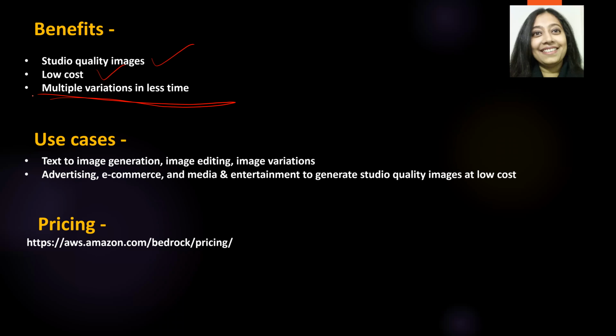Now, what are some use cases where you can use this particular model? Of course, it is used to generate images from text, image editing, and generating image variations. But the industries where this can be used significantly are advertising, e-commerce, media, and entertainment. Anywhere where you are generating images and you want studio quality images at a very low cost. Of course, a company or an organization, as I mentioned earlier during the overview, can use this particular model to generate images as per their brand and style.